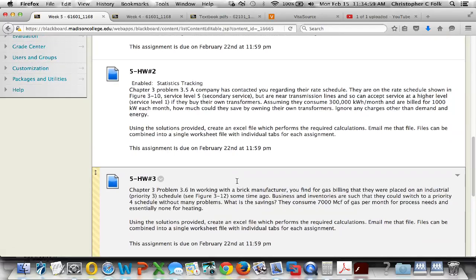A company has contacted you regarding their rate schedule. They are on the schedule shown in 3-10, which is a service level 5 secondary service, but they are near transmission lines, so they can accept service at a higher level, meaning a higher level voltage, if they buy their own transformers. Let's assume that they're consuming 300,000 kilowatt hours per month, and that they're billed for 1,000 kilowatts of demand each month. How much would they save by owning their own transformers? Now we're going to ignore any charges other than the demand and the energy.